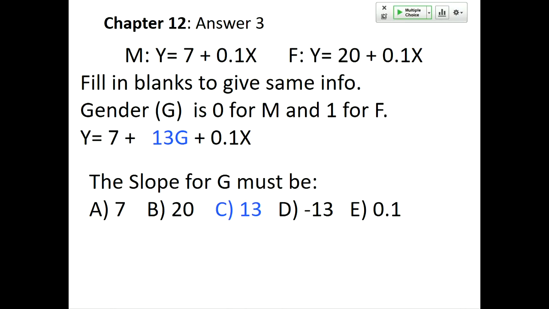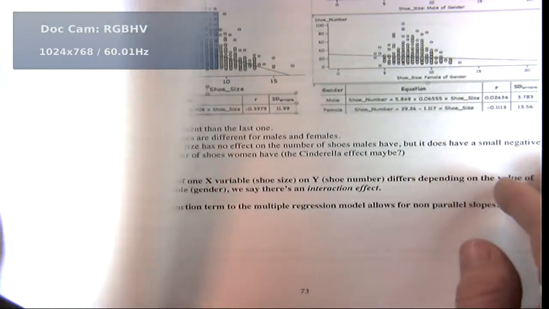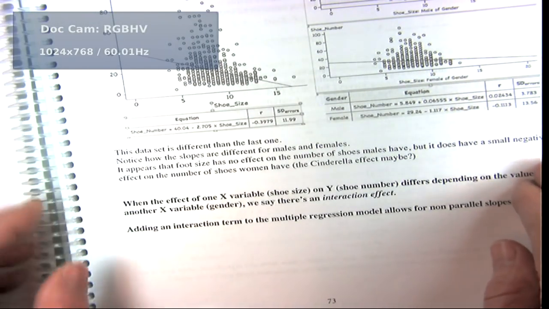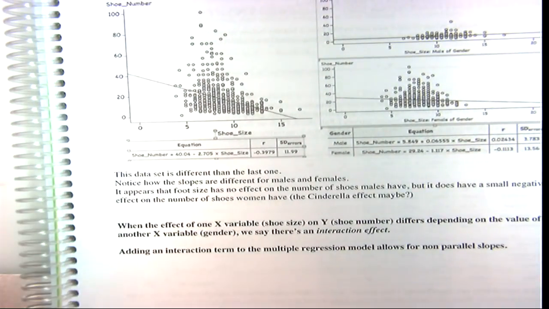All right. Now, let's see what happens when they have different slopes. So let's go to the document camera, and this is chapter 13. Yes? Do you want me to go back to that? Okay.